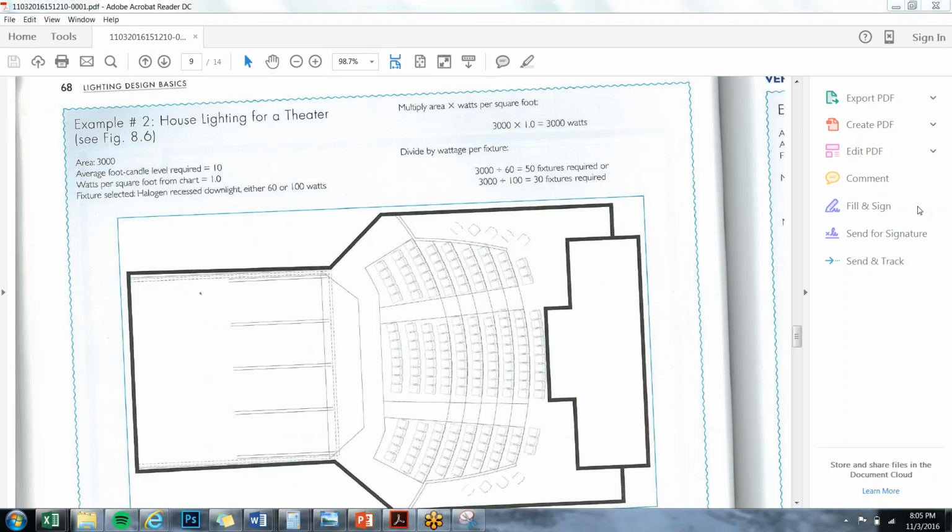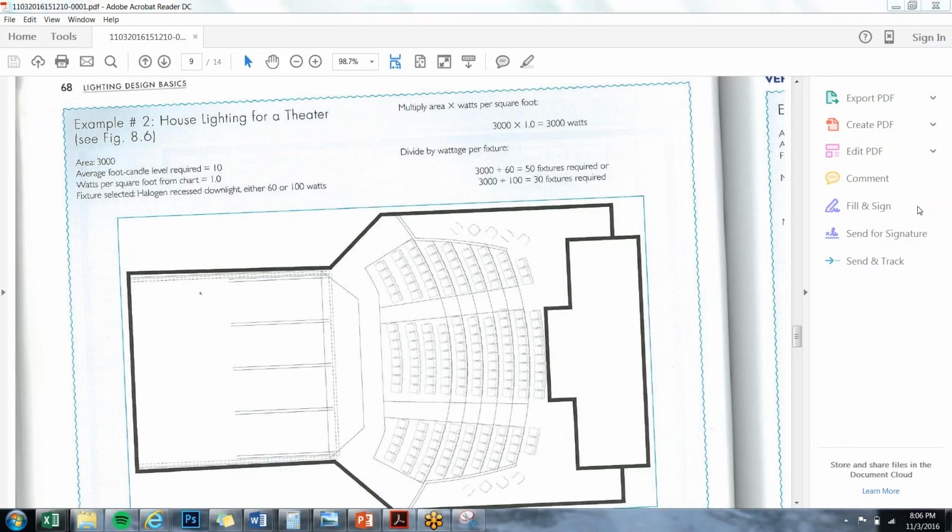So what I want us to do, and Omar, this is good practice for you since you're kind of confused, and I'm not thinking that everyone else is on the same page either. I think it's probably us as a class, except maybe our mathematician friends. So we're looking at example 2. We have house lighting for a theater. You're always going to have the area in order for this to work out. If you don't have the area, you wouldn't be using this equation. So they gave us the area because we know it. The area is 3,000 square feet. The average foot-candle level required is 10.